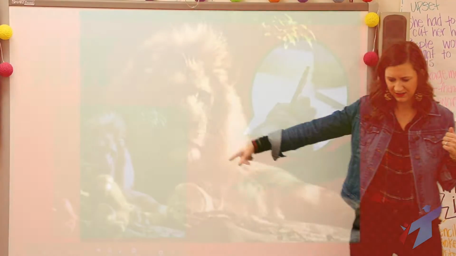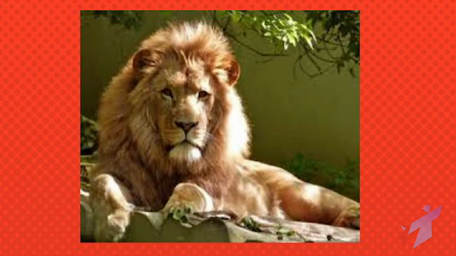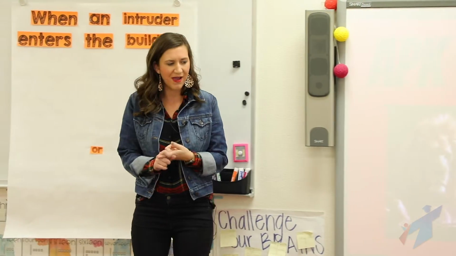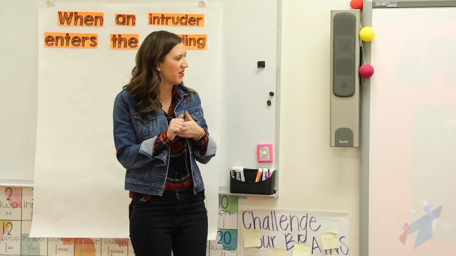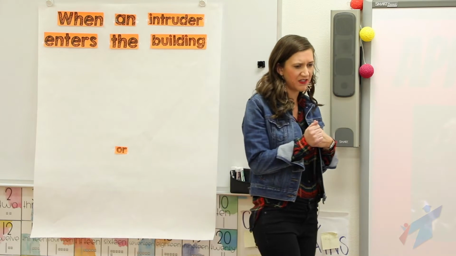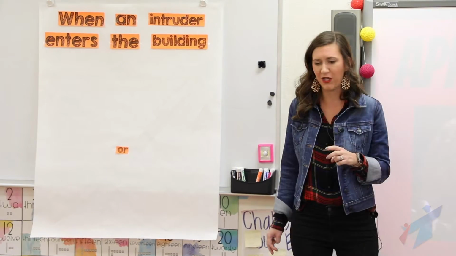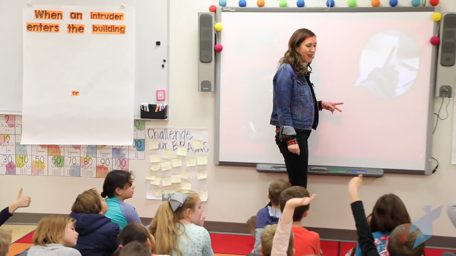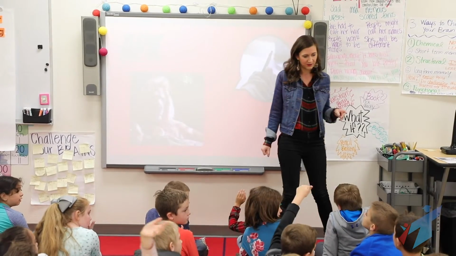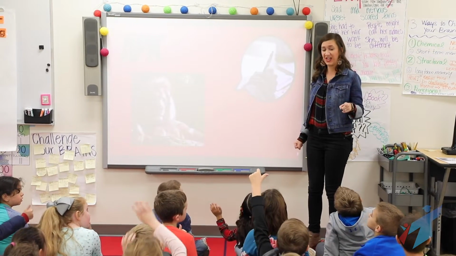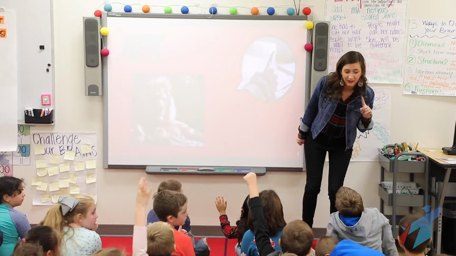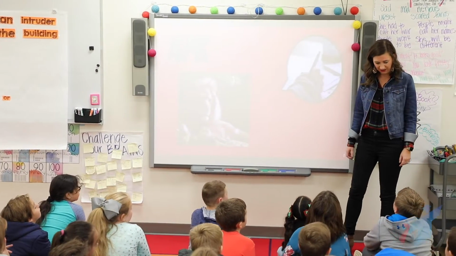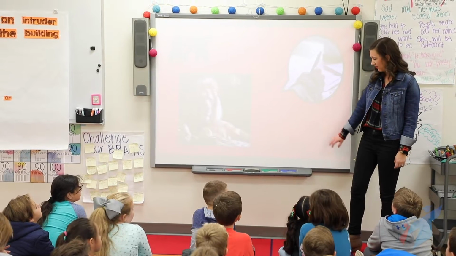What is that? A lion. I want you to go into a think tank. What do you know about a lion? What do you think about a lion? Corbin, what do you know about a lion? They're fierce. They're scary. What else do you know about a lion, Fisher? They're ferocious. Very dangerous. So we know that sometimes there are animals that can be scary or ferocious, right?